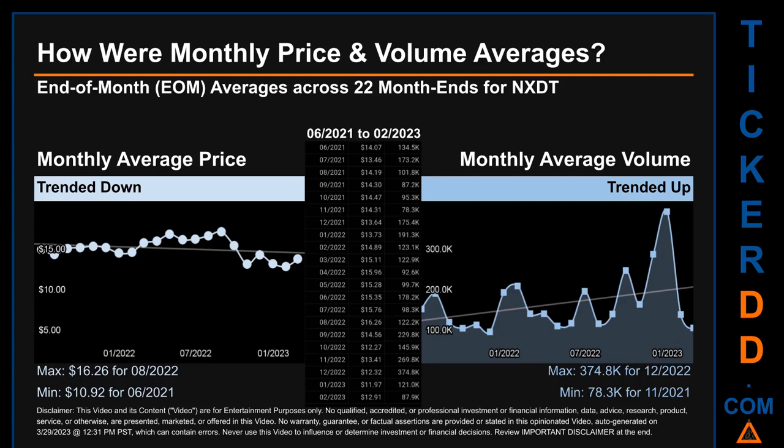Looking at volume, 12/2020 and 11/2021 respectively saw the highest and lowest monthly average volume at 374.8 thousand and 78.3 thousand.